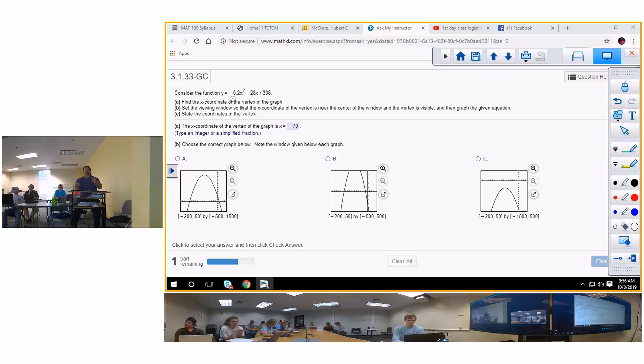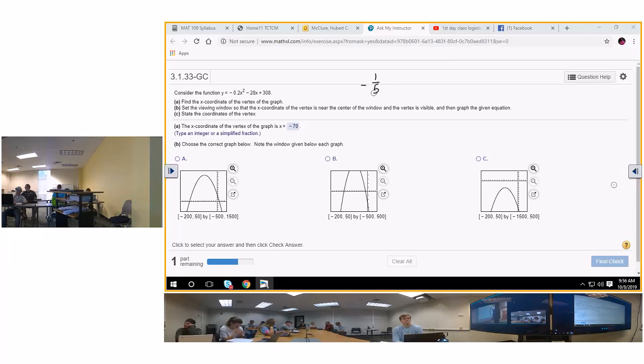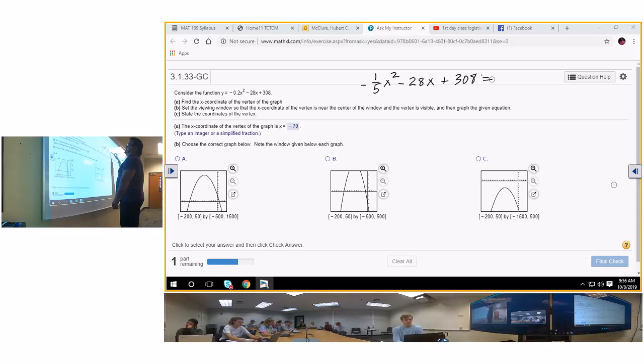All right, consider the function -0.2x squared minus 28x plus 308. Okay, first of all, do you want to use this decimal? No. You want to change that to a what? A fraction. So that way you'll know what's going on. So let's do this one. Is this a test question? Yes. So let's change it. 2 over 10 is 1 over what? 5. So change this to -1/5 x squared minus 28x plus 308 is equal to 0.